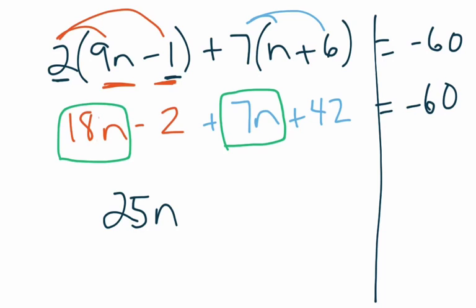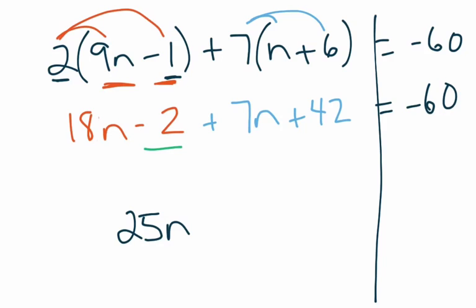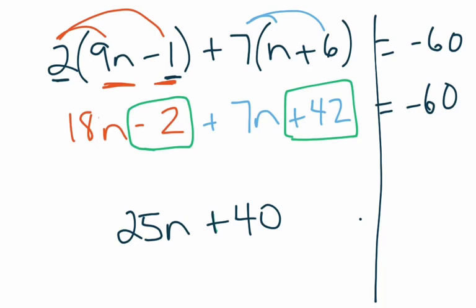Then we have negative 2 and positive 42 that we can put together. So we have positive 42 and negative 2. Well, positive 42 plus negative 2, because we're always adding when they're on the same side of the equation, is positive 40. And all of that equals negative 60. So I'm going to erase and rewrite and try to clean it up.